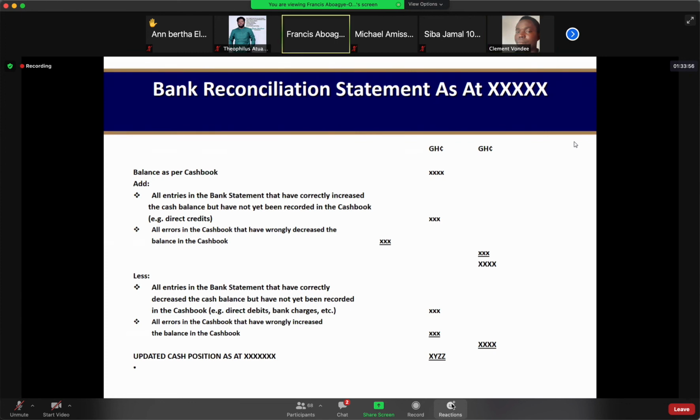All right. Now, when you are doing the reconciliation, you will add all entries that have increased the balance but had not been recorded in the cash book. So this will be, for instance, if they are direct debits. If they are direct debits, the bank has debited your account, but you have not done that to your account. And because you have not done that, it's capable of increasing your cash balance as per the cash book.